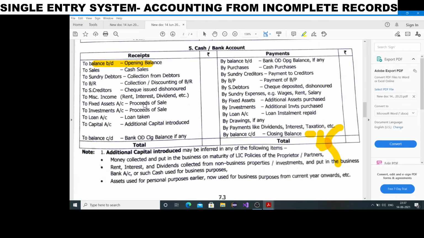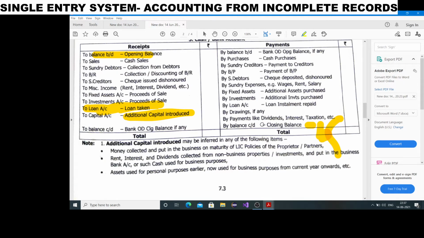And fixed assets account is proceeds from sale, investment, all of that. If you have received any loan, for example you have taken a loan from A, so cash or bank account debited to A, because A is now your creditor. You have to pay back to him. If additional capital is introduced, you show it as cash or bank account debited to additional capital.